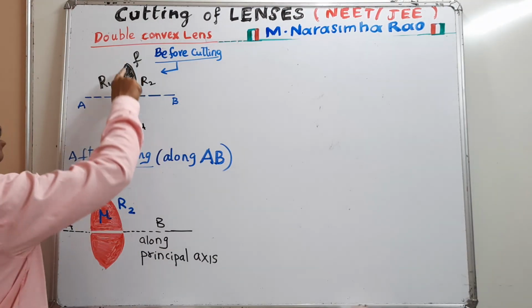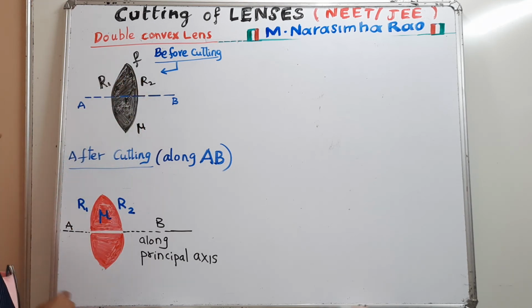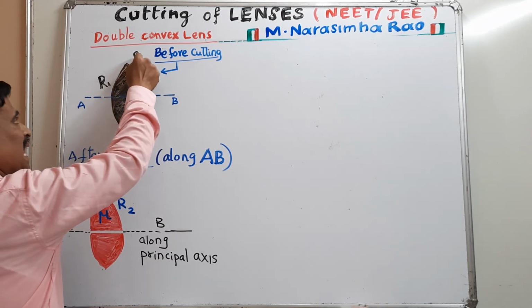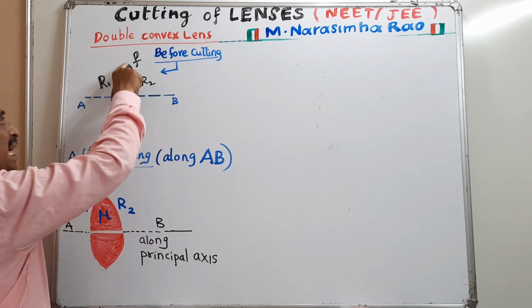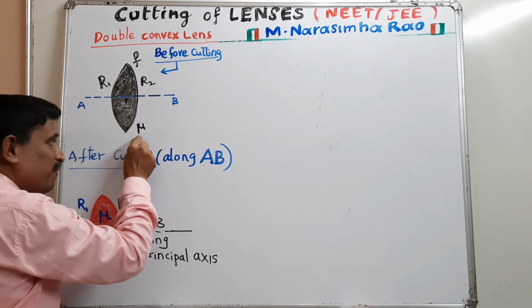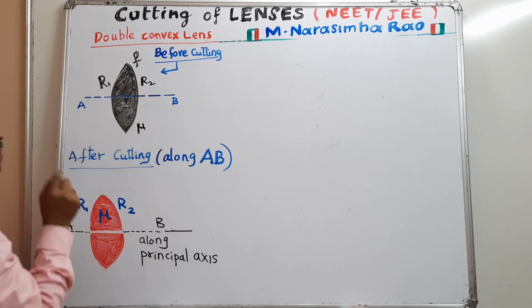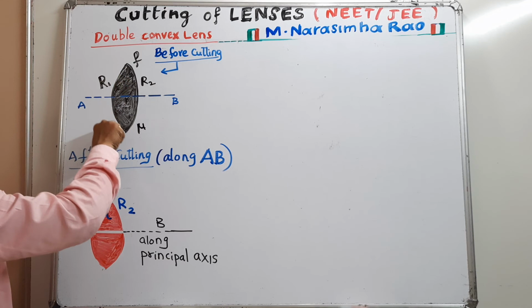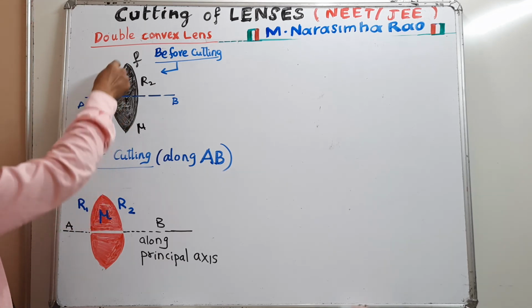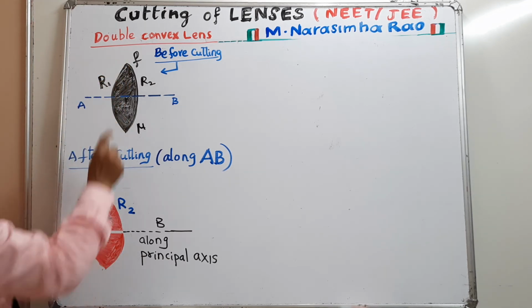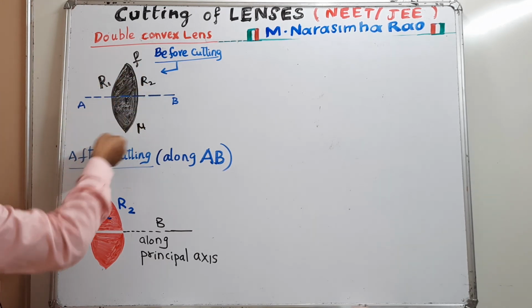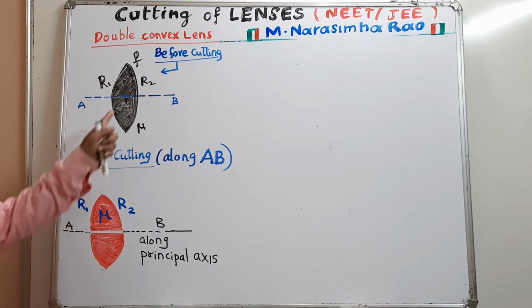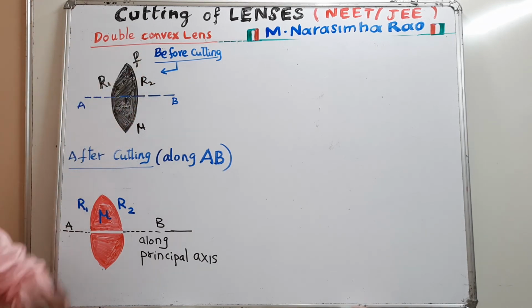Take one double convex lens. Its focal length is f. It is made of material having refractive index mu. R1 is the radius of curvature of the first surface. R2 is the radius of curvature of the second surface. Its focal length is small f before cutting the lens.